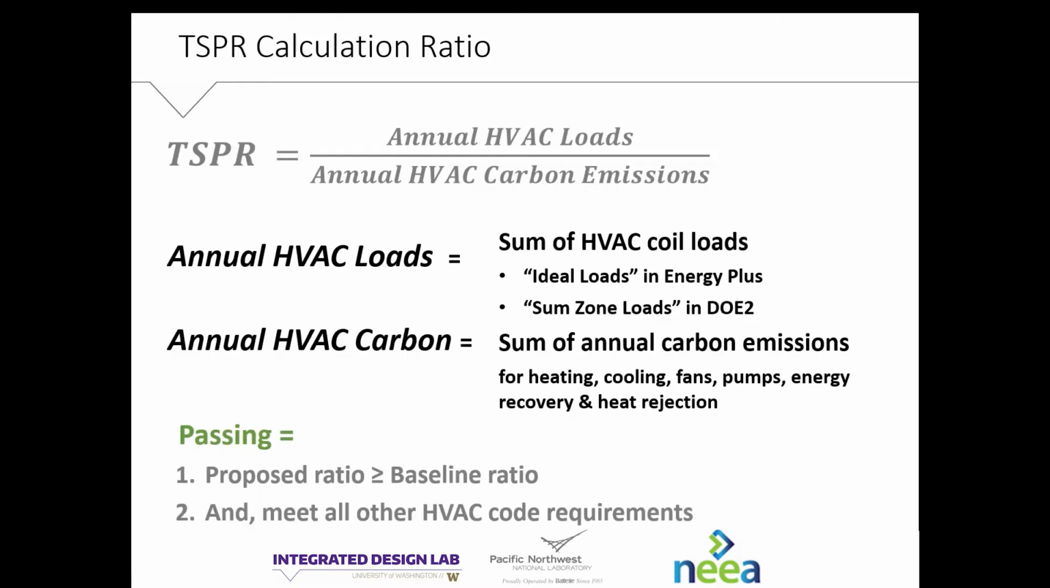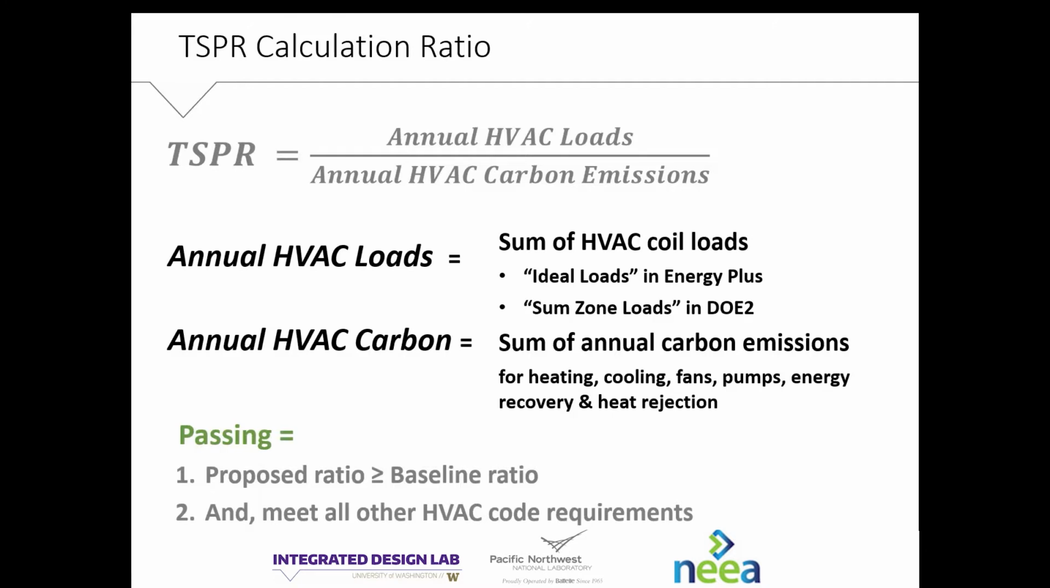The denominator, which is the annual HVAC carbon emissions, corresponds to the carbon emissions associated with all components of the mechanical system in the building. This would include the heating coil, reheat coil, cooling coils, chiller, boiler, pump, fans, heat recovery, heat rejection.